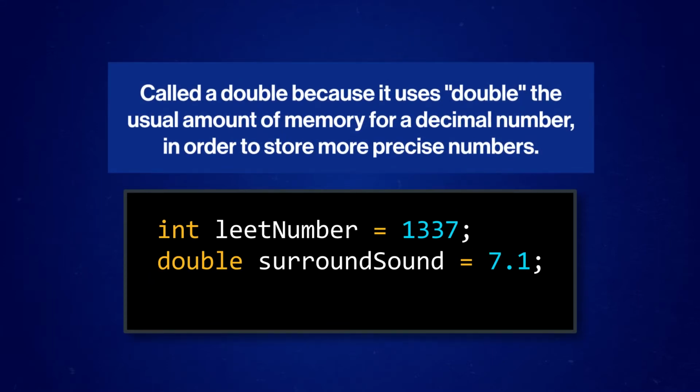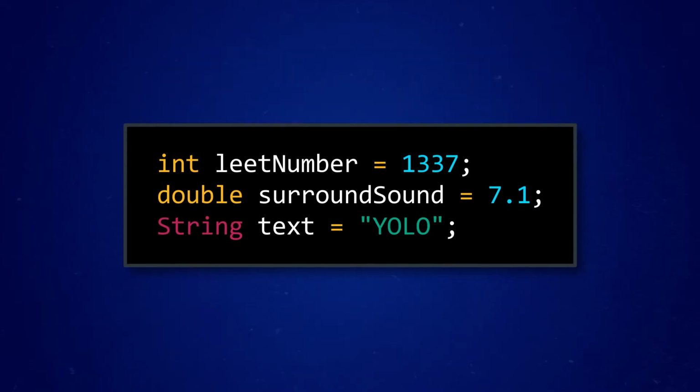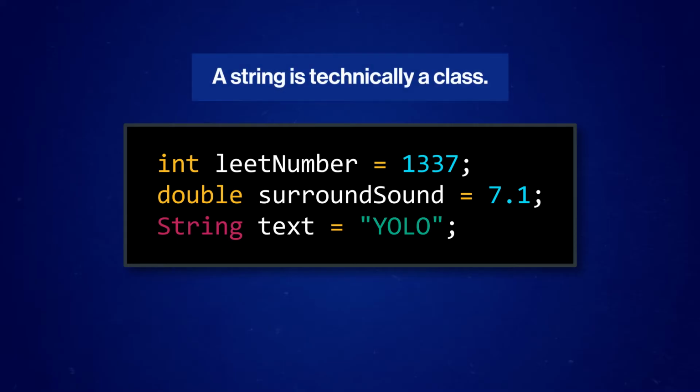For other kinds of numbers, we have a data type called double, which can store numbers that have decimal places, like 7.1. And when we specifically want the computer to know something is a piece of text, we use what's called a string. It's written with a capital S, as in string of text, although we often just call them strings. A string is technically a class, which is a different kind of structure in Java we'll cover another time, but for creating variables, we treat strings a lot like data types.